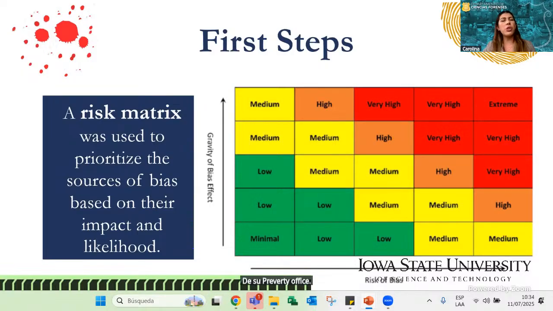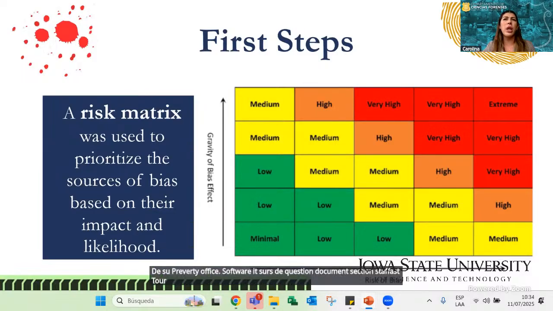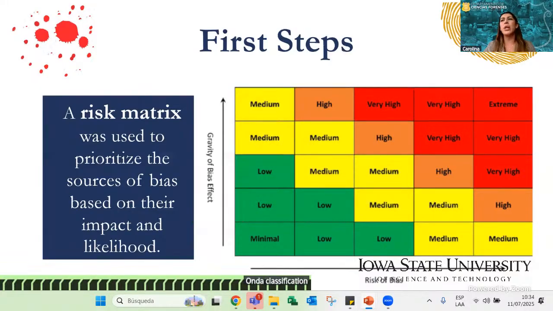So for each source, the questioned documents section staff was asked to provide their expert opinion on the classification of the source type and the risk associated with each one. And finally, we had a brainstorming session, where the staff was asked to propose possible ways or actions to mitigate the cognitive contamination detected in each source.